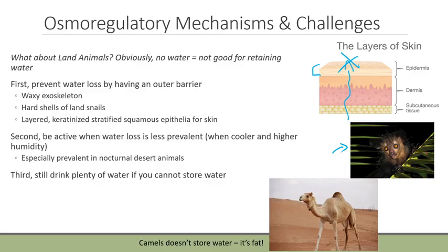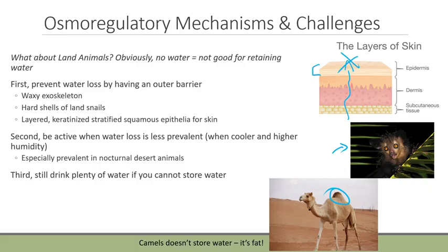Camels, people like to often think of them as a great example of water storage. They don't store water in those humps. Our dromedaries, our camels, store fat in that hump. That fat can be used for our next point though.